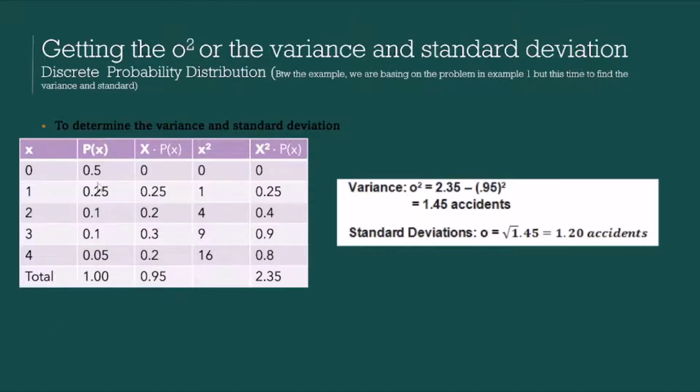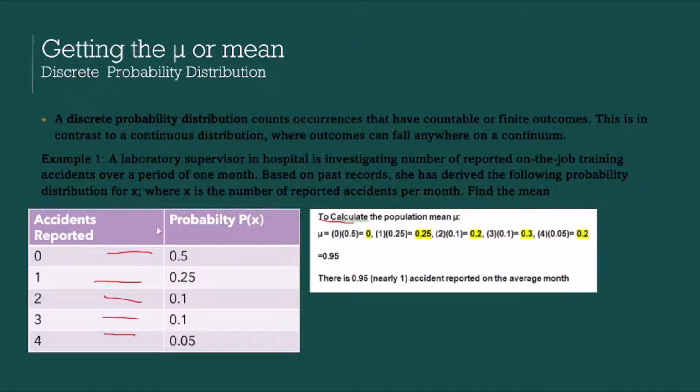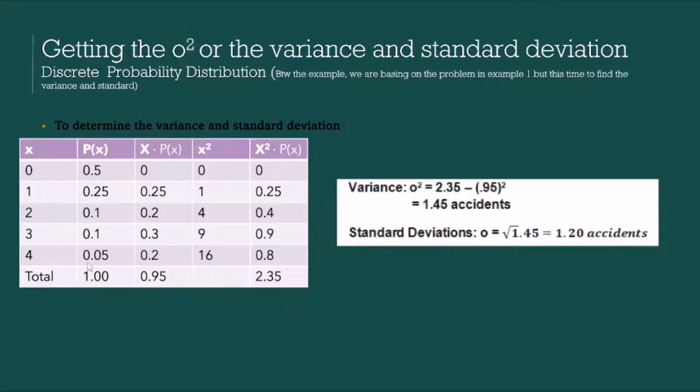And now our P(x), which is here, we are going to put it here in the table, and then we're going to total it. So we get a total of 1.00. And next we're going to multiply x with the P(x). We just need to follow the formula. The formula is really needed in this lesson. Without it, we won't be able to solve the mean and the variance.